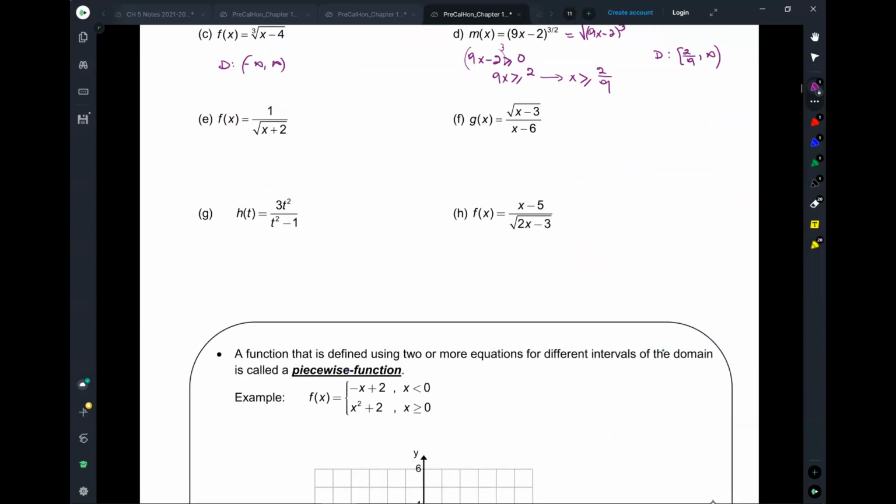Now take a look at the next one. The next one has real issues. Not only is there an integral, I keep saying integral. Not only is there a radical, but it's in the denominator.